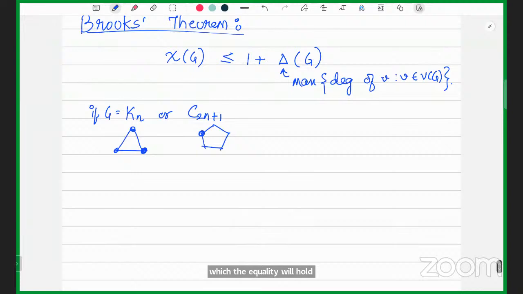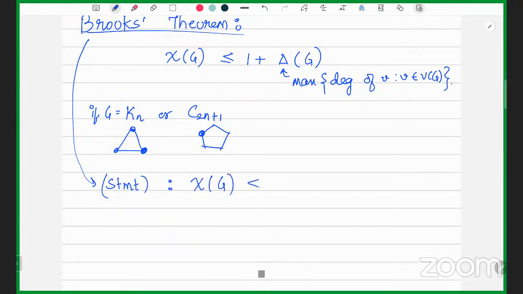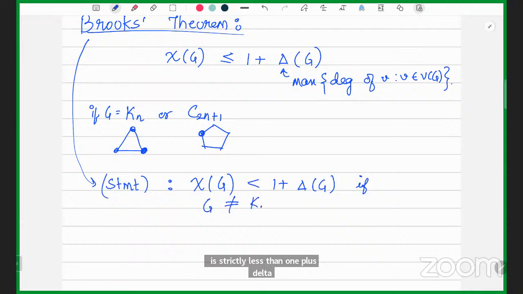So what it says is that chi(G) is strictly less than 1 plus delta(G) if G is not equal to Kn or C2n plus 1. Well, why do I care about such a result?